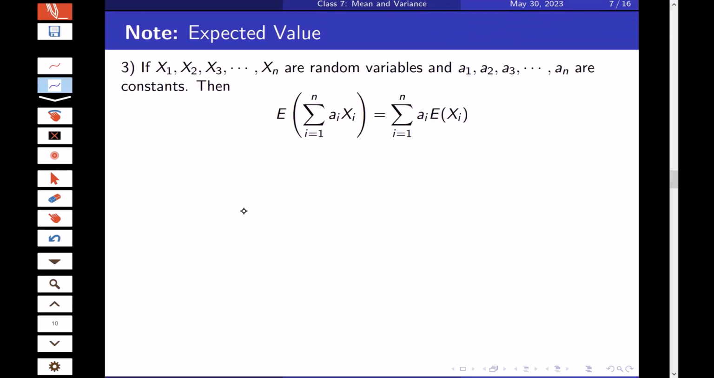Okay, so the third note about the expected value. Suppose there is a series of random variables X1 to Xn. So there is more than one random variable, X1 to Xn, and a1 to an are constants. Then I'm going to multiply a1 with X1, a2 with X2, a3 with X3, likewise. So this rule means I can take the expectation inside without any doubt.